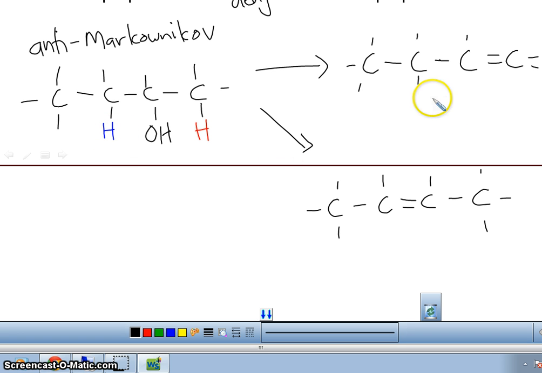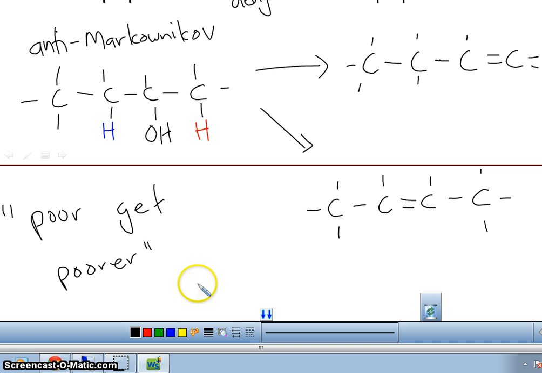So, anti-Markovnikov. Anti-Markovnikov means the poor get poorer. So instead of the rich get richer, here we go, the poor get poorer. Everyone go, oh, that's so sad.